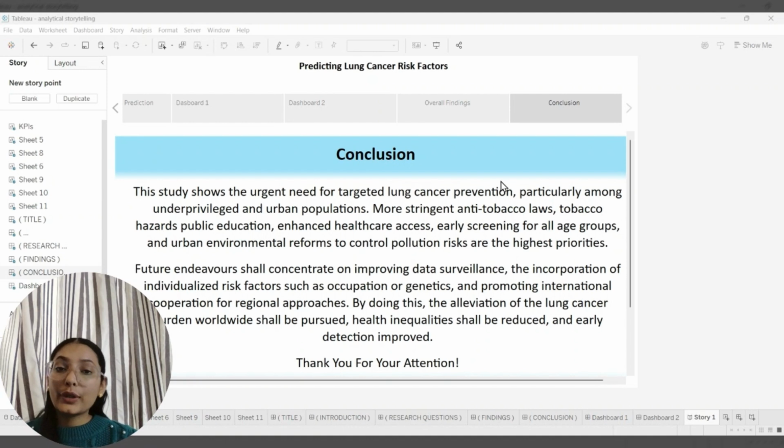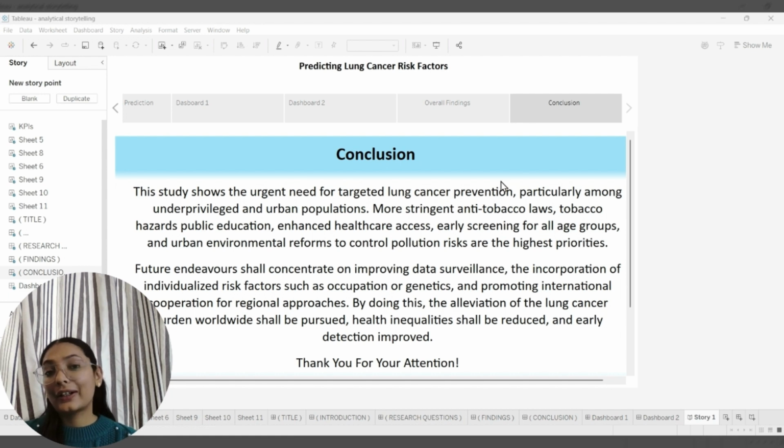So now, what can we do with this information? We need to expand early screening to all age groups, strengthen anti-smoking efforts, and improve healthcare access, especially for underserved populations. Urban environmental policies to reduce pollution are also essential. Looking ahead, future efforts should focus on incorporating personalized risk profiles like genetic or occupational history and improving data surveillance systems. International collaboration will be vital in developing region-specific policies.